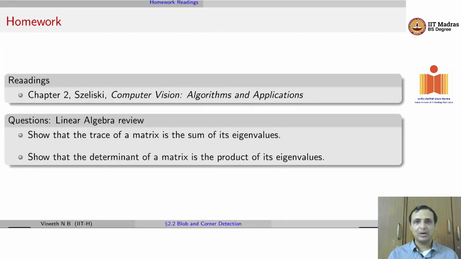The homework you're going to have is to go ahead and continue to read chapter 2 of Szeliski's book. And since a lot of the concepts that we used in this lecture were based on eigenvalues and eigenvectors, just go ahead and brush up your linear algebra. Try to show that the trace of a matrix is the sum of its eigenvalues and the determinant of a matrix is the product of its eigenvalues.